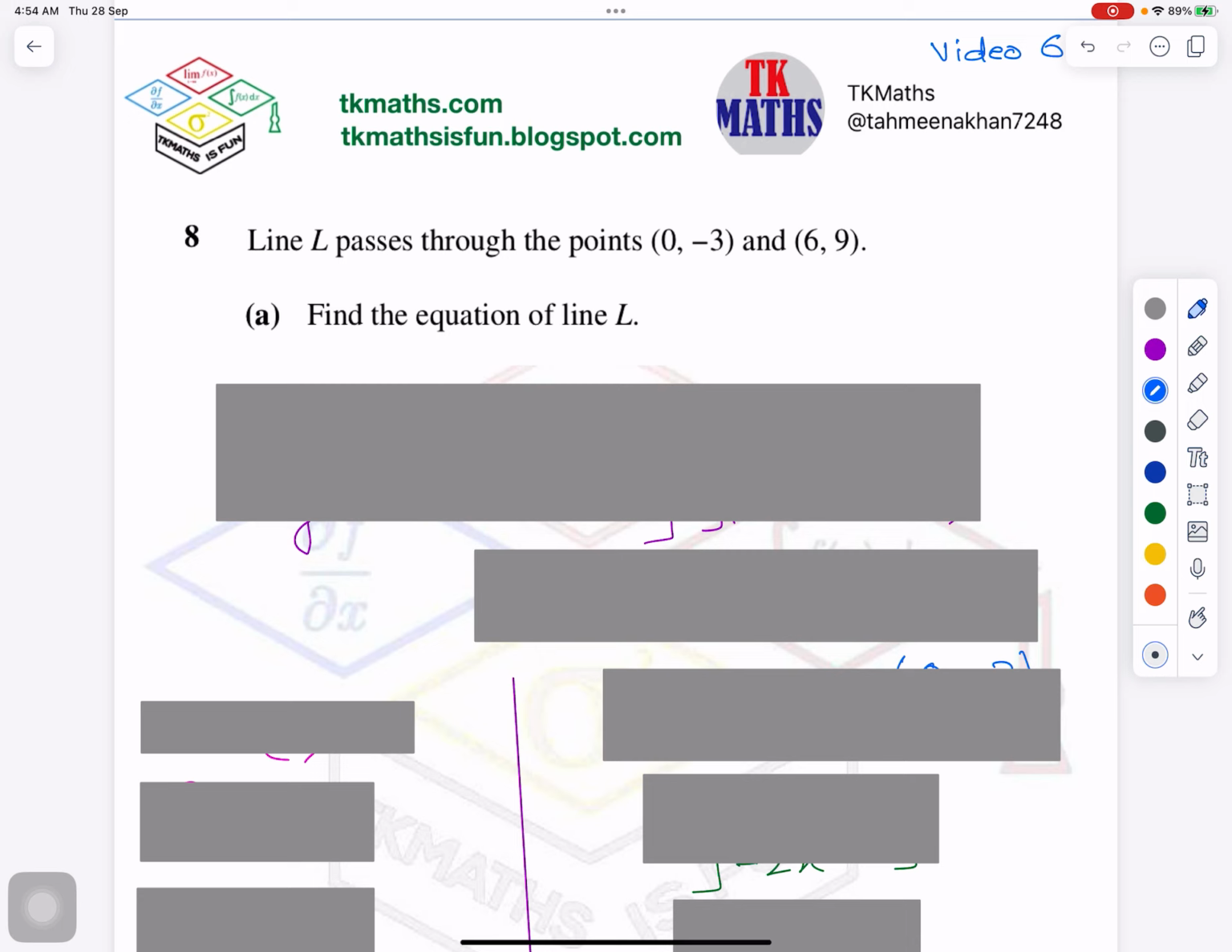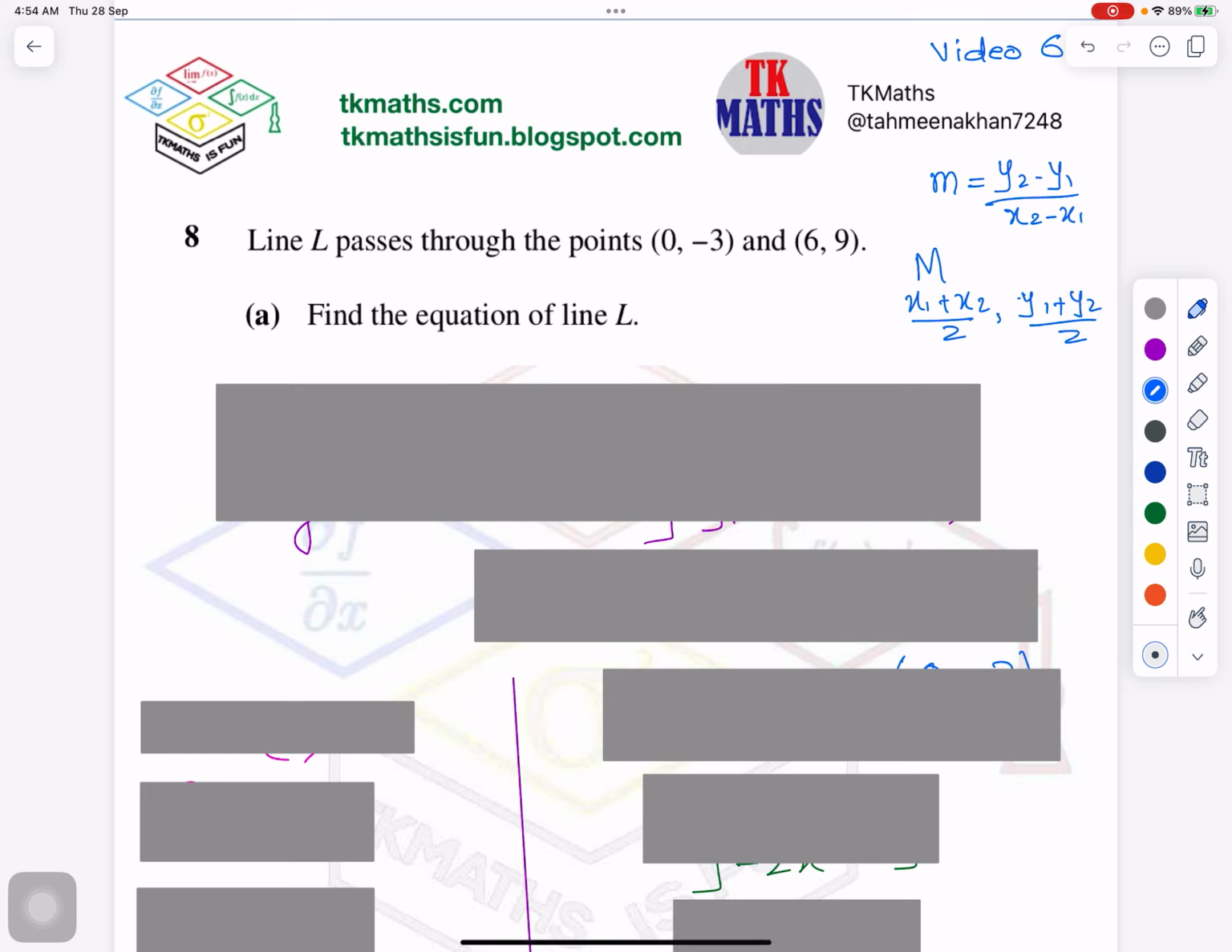Now in this topic, you must know a few concepts very well. One is the gradient formula, which is the slope. So the gradient formula is what? y2 minus y1 over x2 minus x1. You should know the midpoint formula, which is what? x1 plus x2 divided by 2, y1 plus y2 divided by 2.